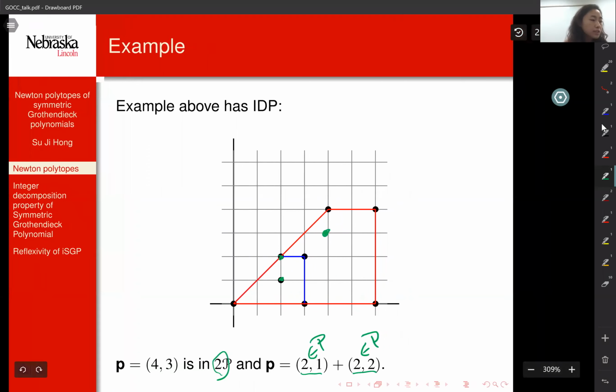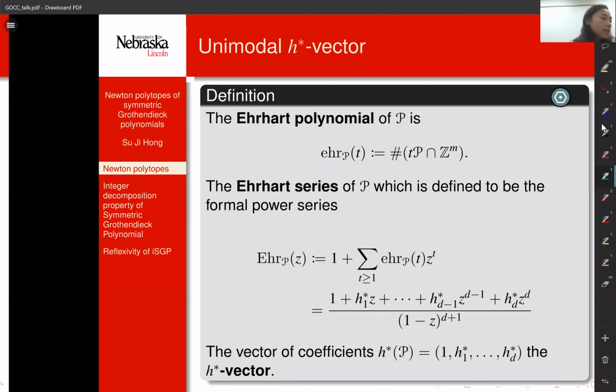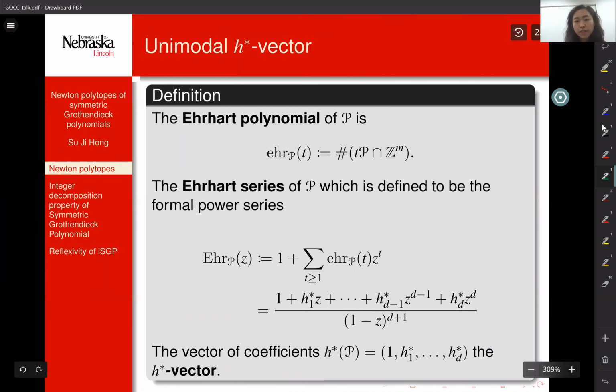One of the reasons we care about IDP, or integer decomposition property, is that it plays a role in a conjecture about unimodality of the h-star vector. Given a polytope, the Ehrhart polynomial is the number of lattice points in each dilation. The Ehrhart series would be the sum of these. When we write this as a rational function, the numerator is going to have degree at most d, where P has dimension d.